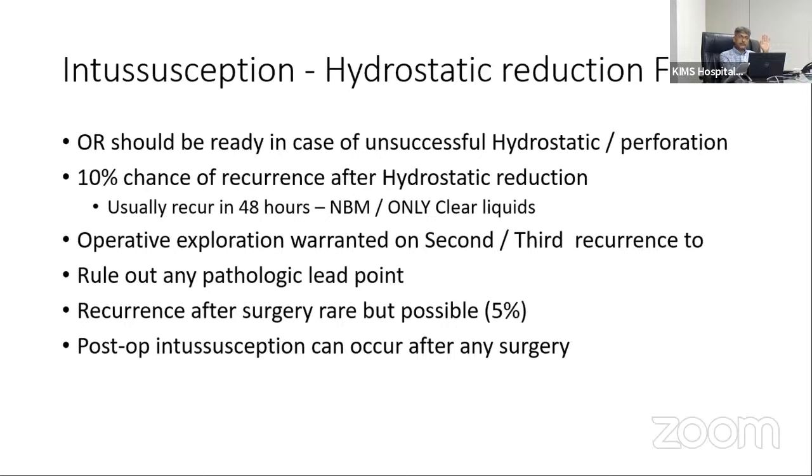usually, at least hydrostatic reduction, we can do it any number of times, because intussusceptions can come at any point of time. If it comes, we'll be doing it again. I'll share one of my clinical experiences, you'll understand. Even after the second or third time hydrostatic reduction is done, keep in mind something else is a problem, that the child may require surgery because we have to rule out a pathological lead point.